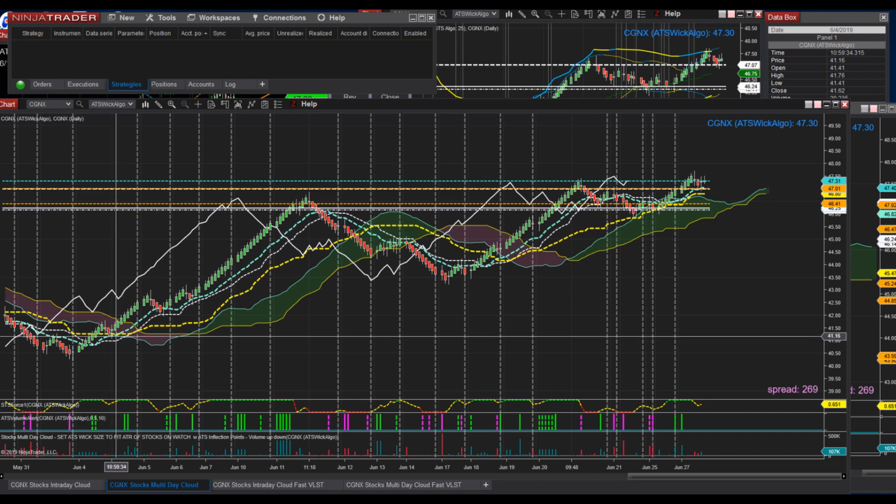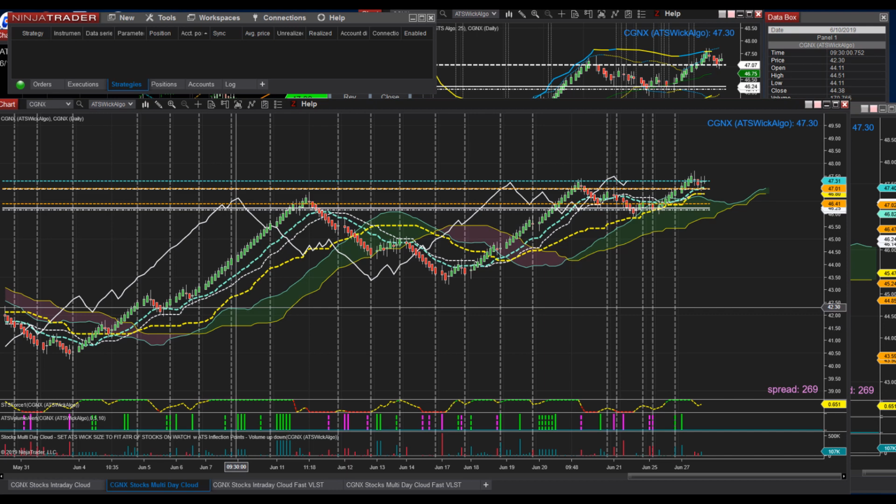You can scan for this, by the way. You can scan for the twist right here. So you can take your watch list, scan for the twist, and then go to the charts and find your own trade. That's what a charting package and a trading system is about. You don't need anybody pointing to anything for you.